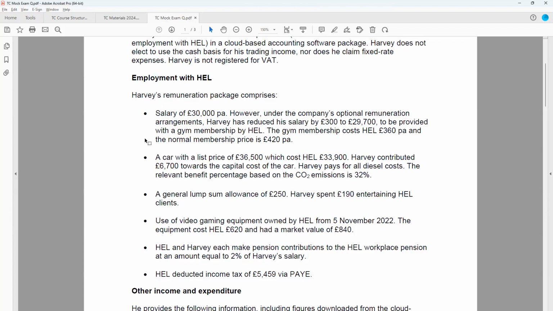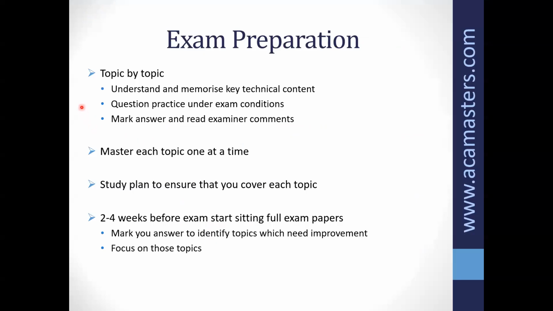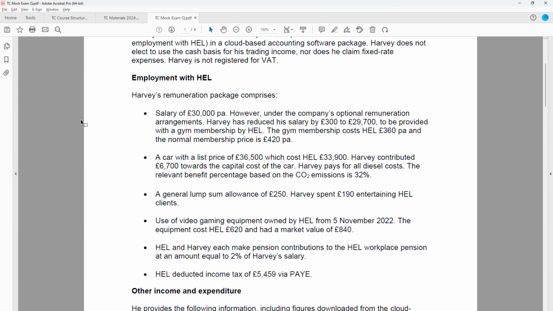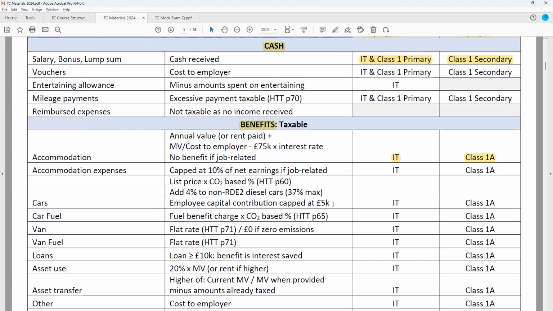So you can go away and practice several questions one after the other. Just make sure that after you've practiced a question, you mark your answer so that you can see which parts you got right and which parts you got incorrect. So for example, if you've made a mistake, maybe with the car, you deducted the employee's contribution in full, but then you see in the answer, oh, they only deducted 5K, why was that? And then you realize, oh, I forgot the rule that the employee capital contribution is capped at 5K, for example.